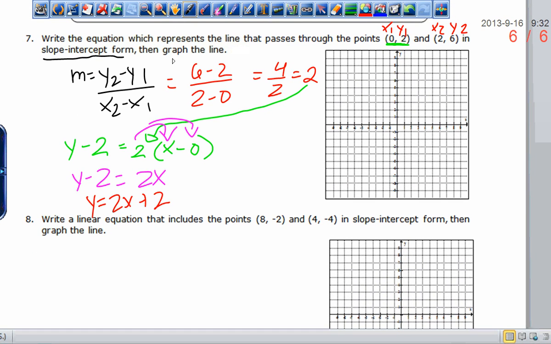Well, we probably should graph it then, because it says then graph the line. So where do I start? Where do I begin? The y-intercept. So in this case, it's 2. And then I'm going up blah and over blah. Up 2 over 1. If you need a straight edge, feel free to use your ID because we all have them on, I'm sure.